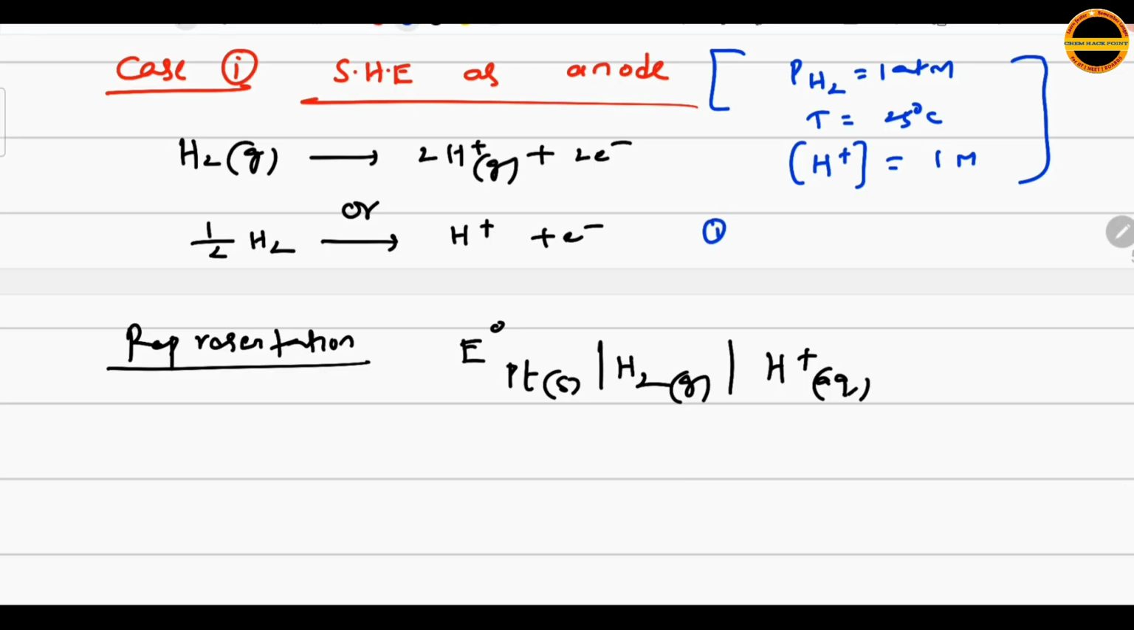So how can we write the Q value here? Q is equal to the H plus ion concentration, product by reactant, by the partial pressure of H2, where the power is half. I am writing it clearly here: Q is equal to concentration of H plus by partial pressure of H2 to the power half. By using the reaction I wrote, or the above reaction, you can also use it.